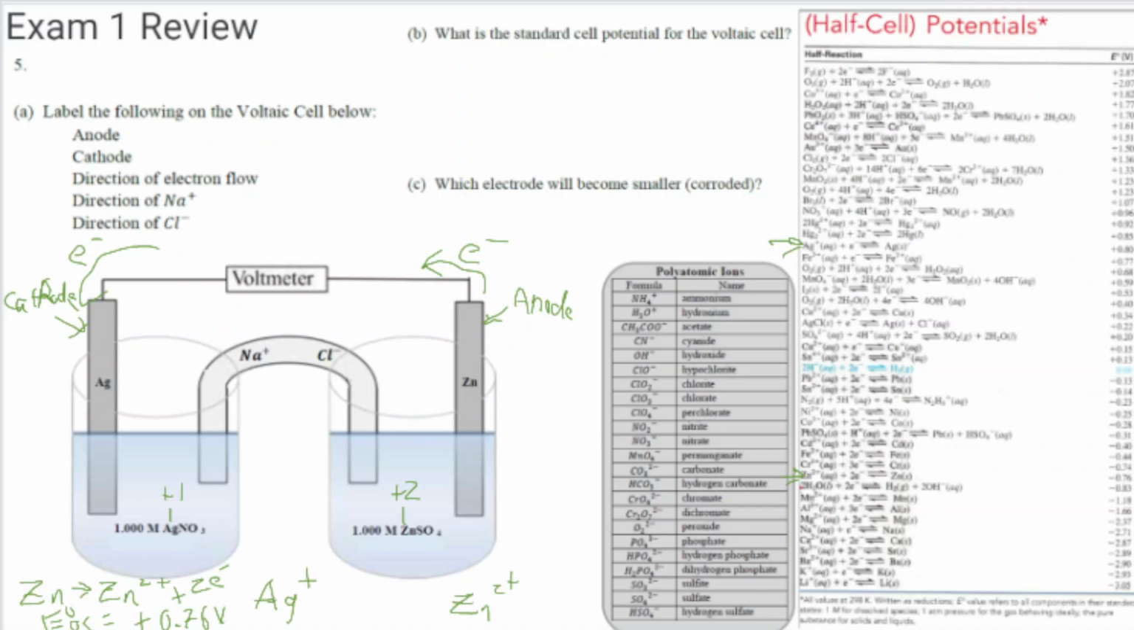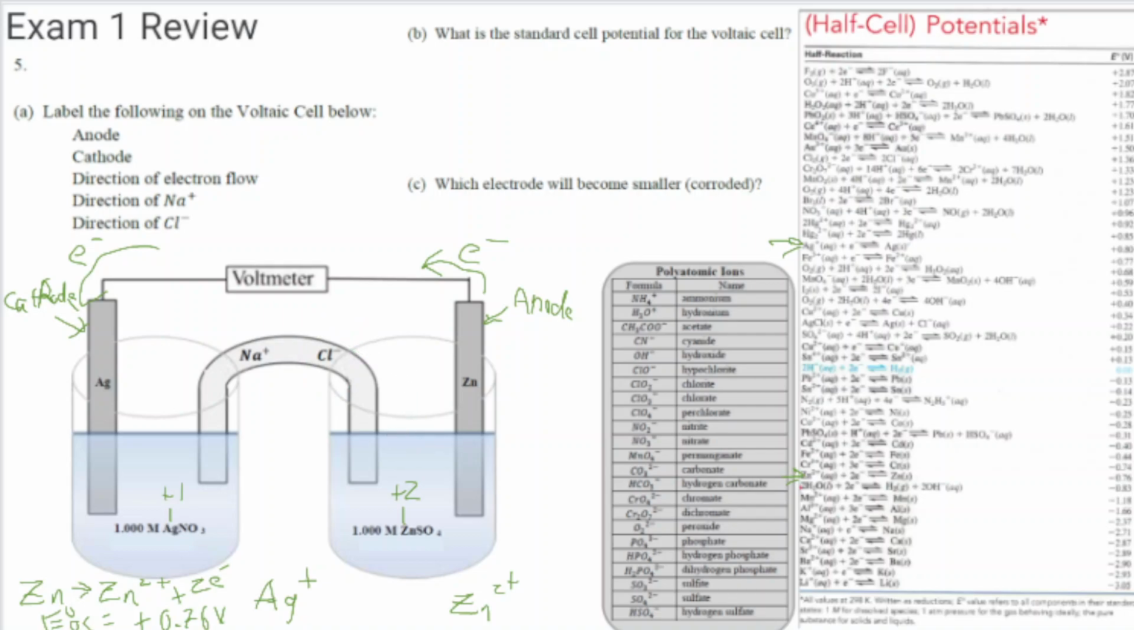Another way of thinking of this is as our silver plus is being plated onto the silver electrode, then our sodium plus has to come in and fill up that gap, as our silver plus is turning into solid silver. The chlorine minus is doing something similar, where we're making extra zinc 2 plus, and that zinc 2 plus needs something to counteract with it, so the chlorine minus has to come into play.